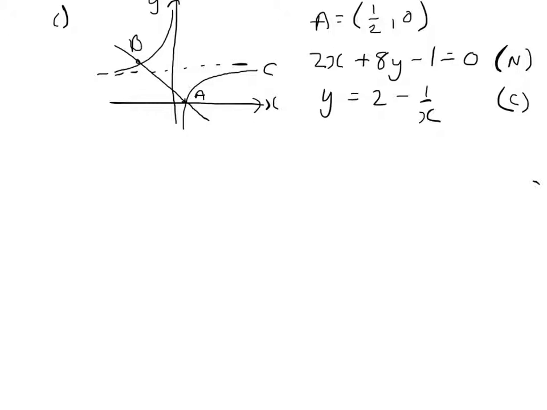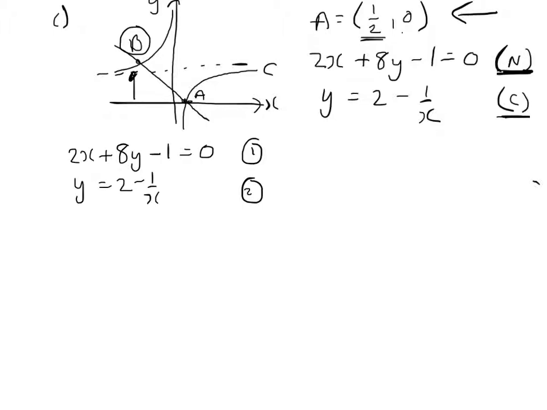So in part C we've got to try and find the coordinates of point B up here. So we know that the equation of the normal is 2x plus 8y minus 1 is equal to 0, and we know that the equation of the curve is y is equal to 2 minus 1 over x, and we know that coordinate A is a half, 0. So we've got to put together these equations and solve them simultaneously. One of the solutions is going to come out that x is equal to a half, so we already know the y coordinate that corresponds to that. So it's the other point that we're interested in, where that line and that curve cross over.